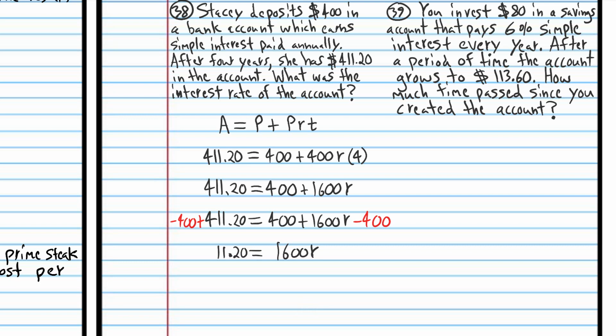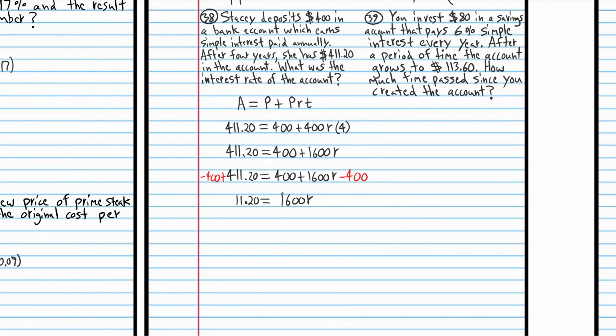And now we have to get out our calculator. So 11.2 divided by 1,600 is equal to 0.007. Whoops, I forgot to show that step there. You have to rewrite, show the operation that you're performing. And I already did the calculation.